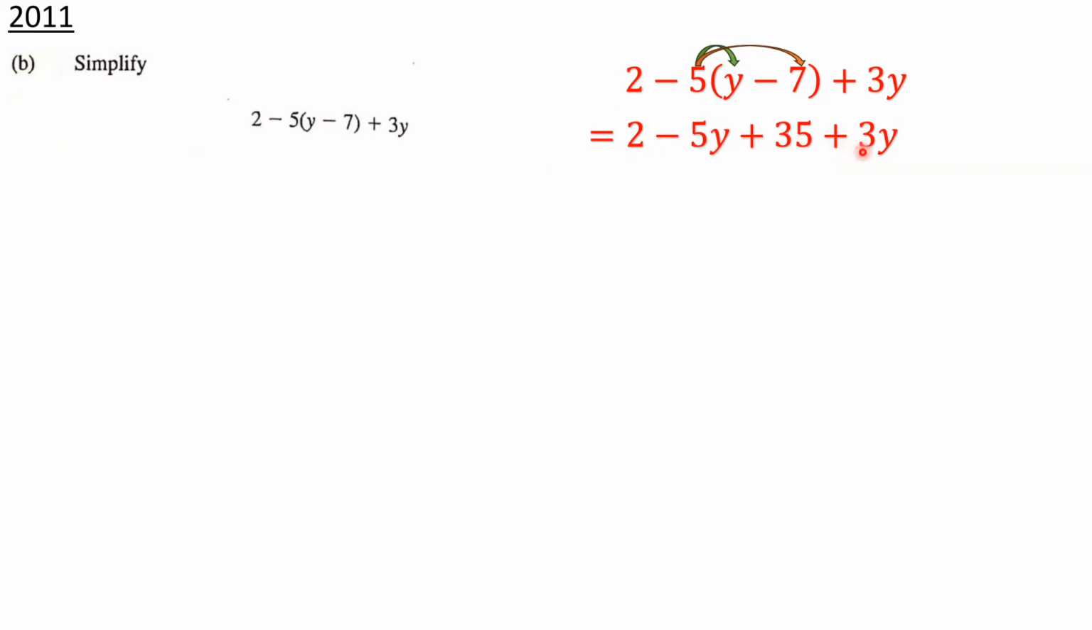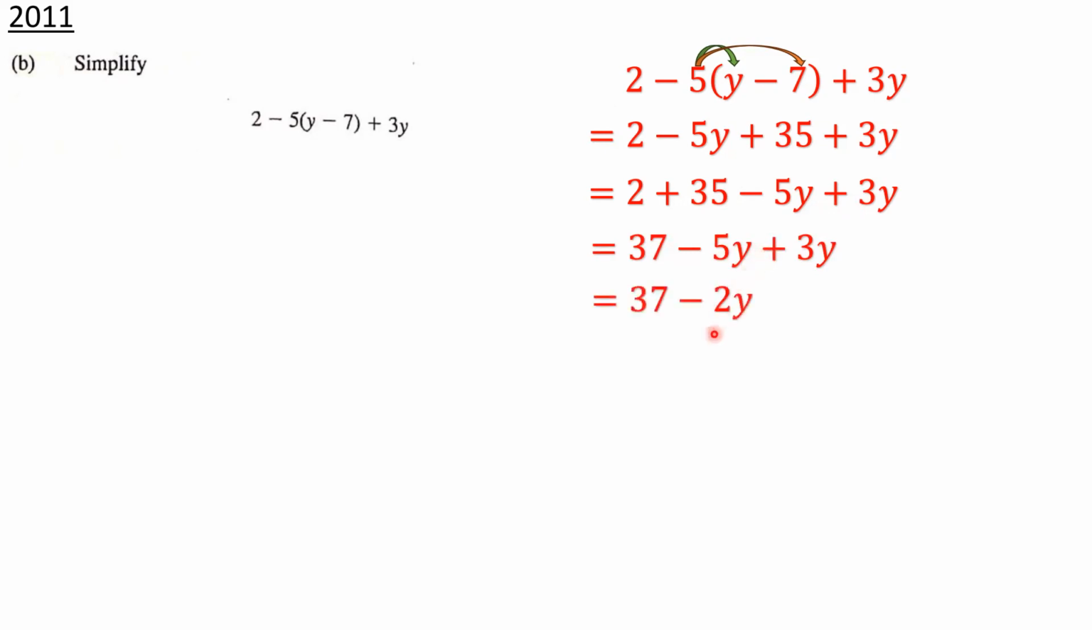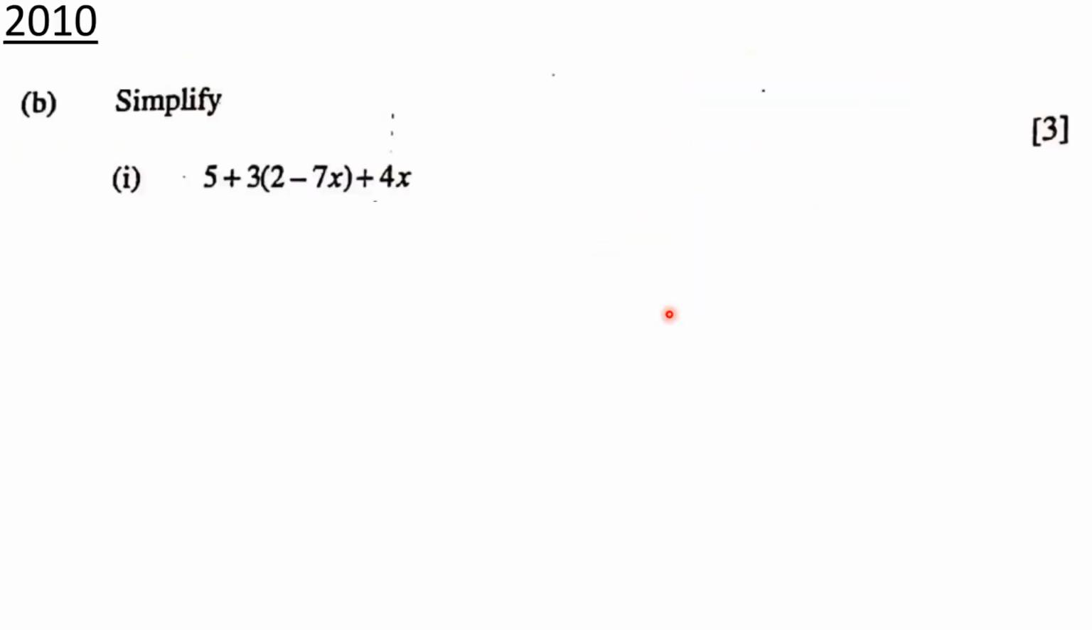We're going to combine like terms: 2 plus 35 and negative 5y plus 3y. Well, 2 plus 35 is 37. Negative 5y plus 3y is definitely going to be negative 2y. And so we have 37 minus 2y. Okay, next question. We have 5 plus 3 open bracket 2 minus 7x close bracket plus 4x.